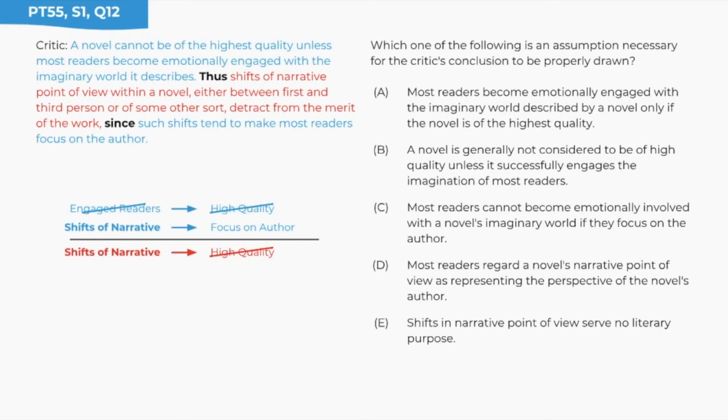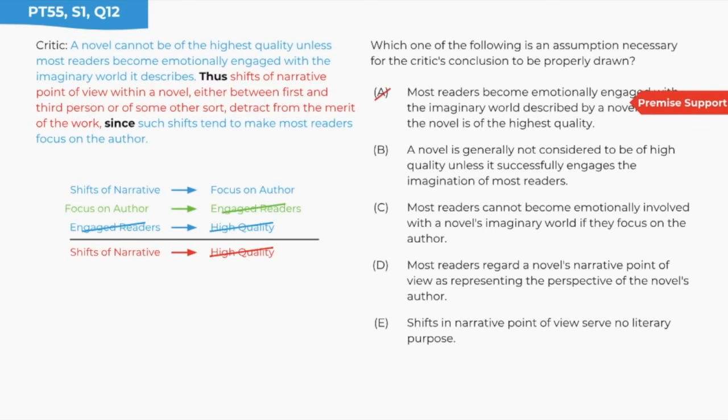And then to see the gap a little bit more clearly, let's go ahead and rearrange the premises such that we can recognize that there's a gap missing in the middle, which is that if you focus on the author, then you're not going to have most of your readers as engaged readers. They're not going to be engaged with the imaginary world it describes. So we're looking for that in the answer choices to build the bridge.